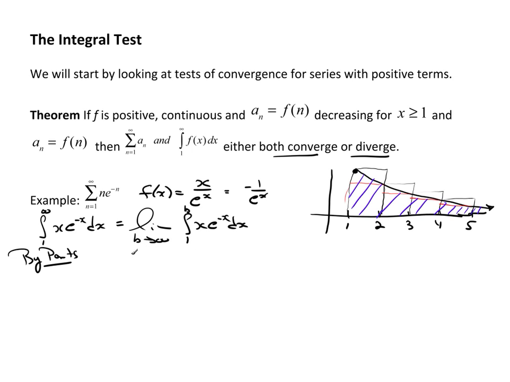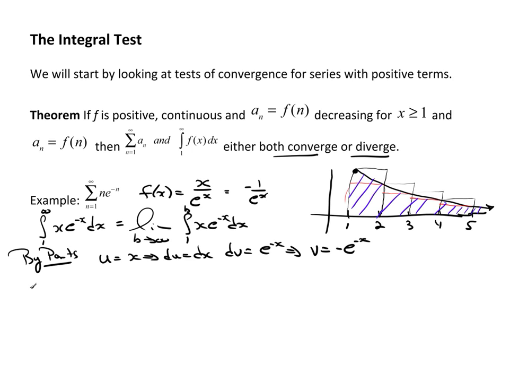Straight u substitution won't work. So let's see, how do I want to do this? How about if I let u equal x, then du equals dx. If I let dv equal e to the negative x, then v equals the integral of e to the negative x, which is negative e to the negative x.